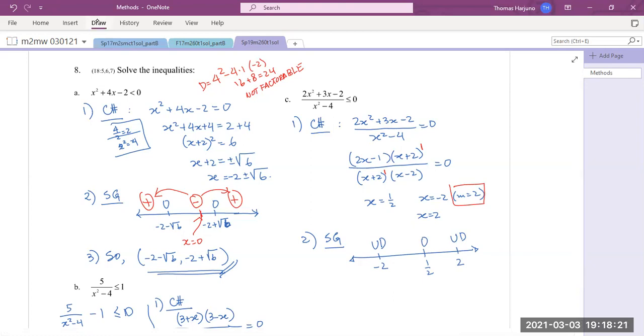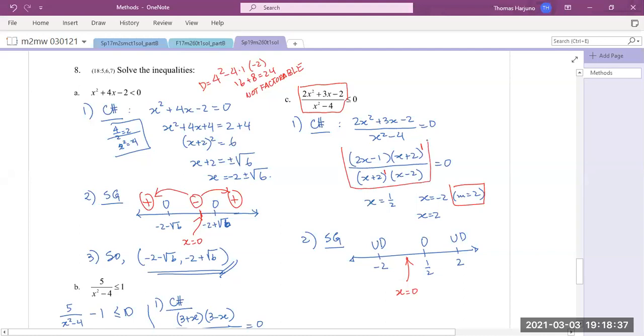And then we test x equals 0. It's between a negative and a positive number, right? When you test x equals 0, you can use that one, you can also use this one. The nice thing about using x equals 0 is that the x terms will become 0. You just compute the constants. -2 over -4, that's positive 1/2. So that is positive here.